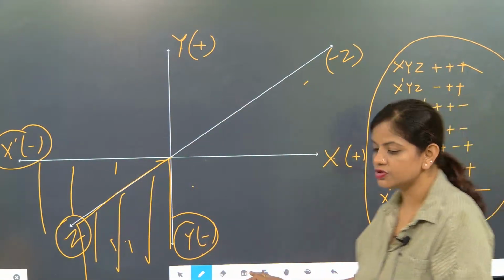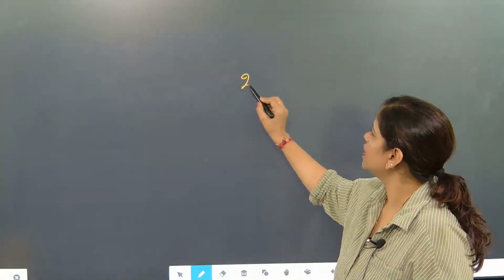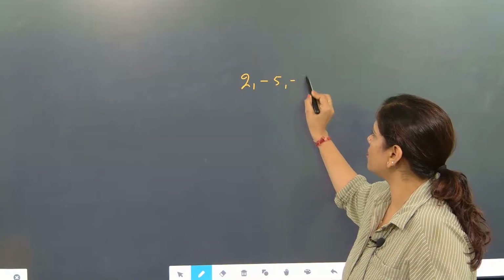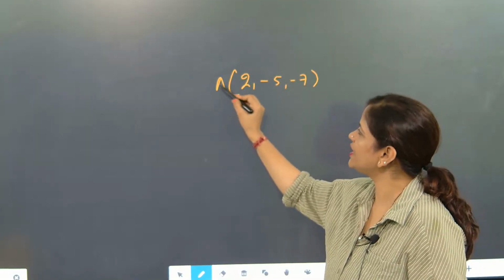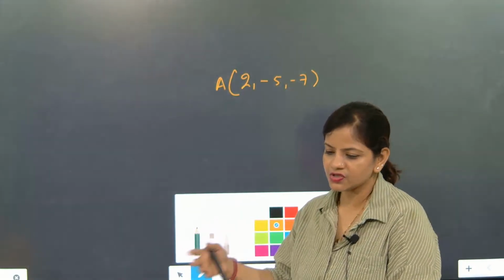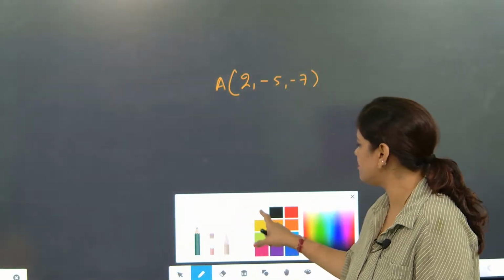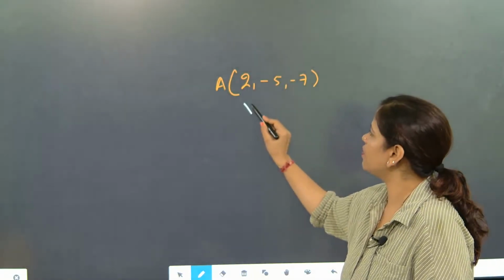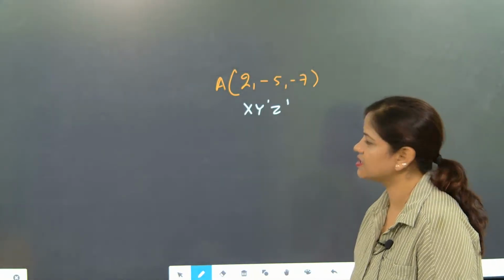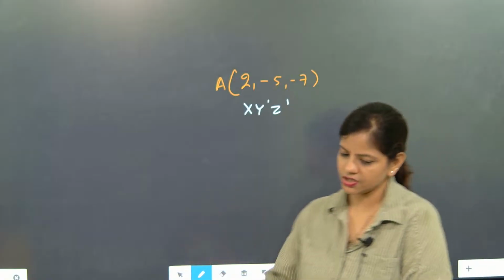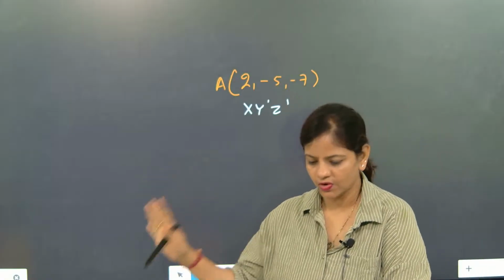Now we are going to solve some questions. First we'll start with basics. You have to identify octants, beta. So if somebody tells you 2 comma minus 5 comma minus 7, we can't write first quadrant, second quadrant, third quadrant. In a simple way we will say that it belongs to x, y dash, z dash. Understood? Negative means dash, positive means x, y, whatever is there.